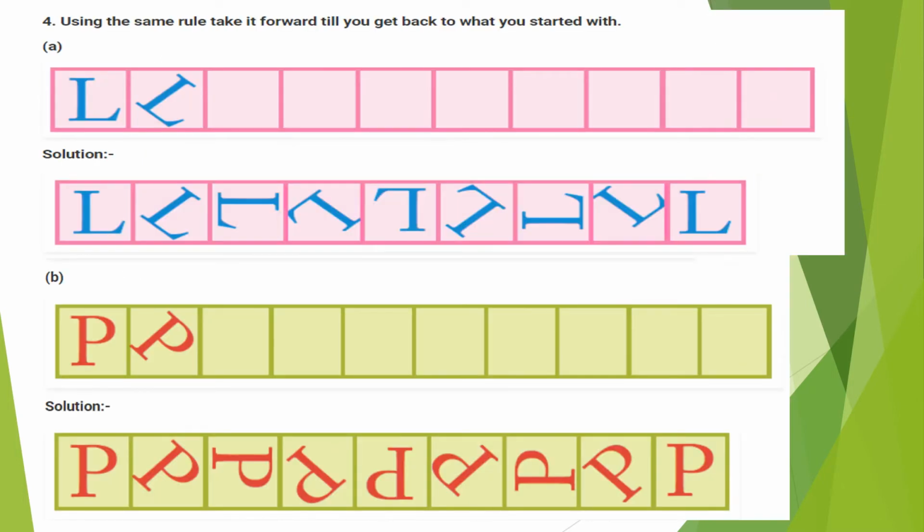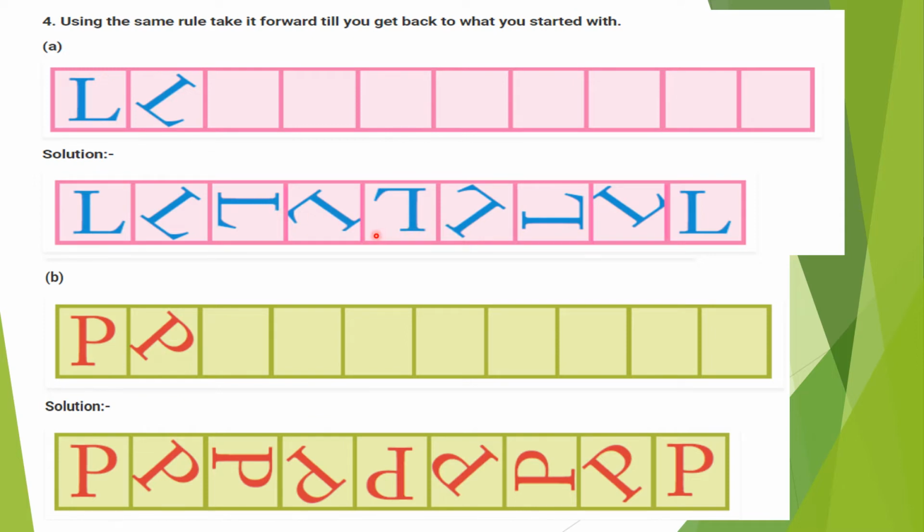Now the next is using the same rule, take it forward till you get back to what you started with. So you can see two alphabets have been given to you, alphabet L and alphabet P. Below that you can see the solution. Now look at the picture L, it is straight L initially. Then when you make a 45 degree turn, it becomes like this. Clear? Then one more turn, it would go like this from this to this.